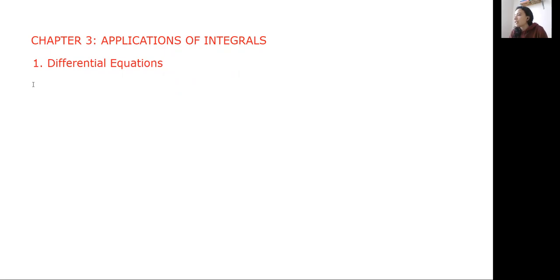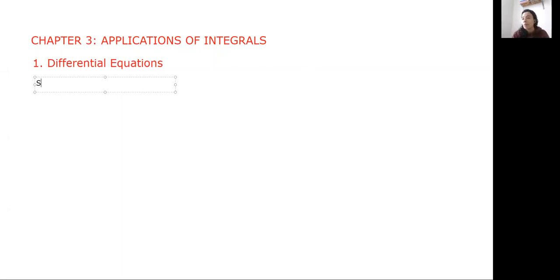Differential equations. We have already talked about differential equations before in the class. We talked about finding equations for derivatives of functions, but we haven't really talked that much about how to model processes and so on. So that's what we're going to be focusing on today.